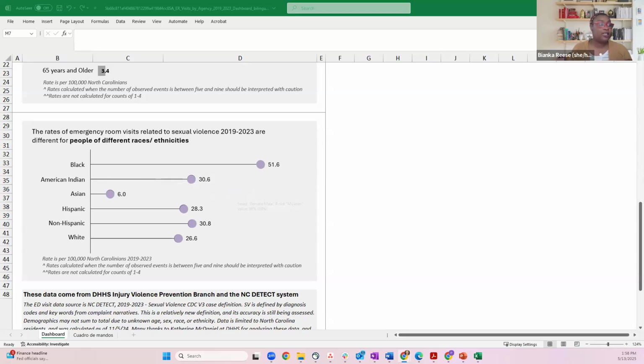And so again, these are rates, not raw numbers, but it's helpful to see it in a rate because it accounts for the size of the population group. It puts some comparable planes so that you can see Black people have higher rates, or not necessarily that they're disproportionately affected by sexual violence, but they are showing up in emergency rooms for sexual violence at a higher rate compared to other races and ethnicities.